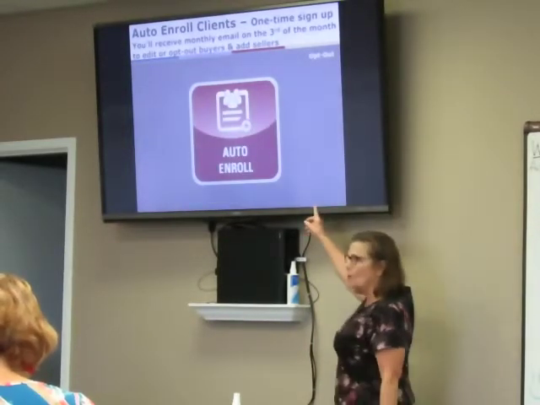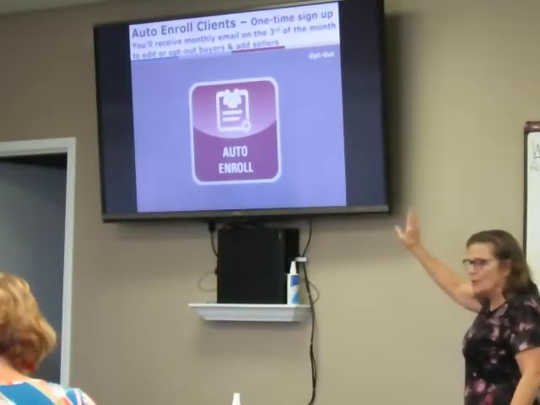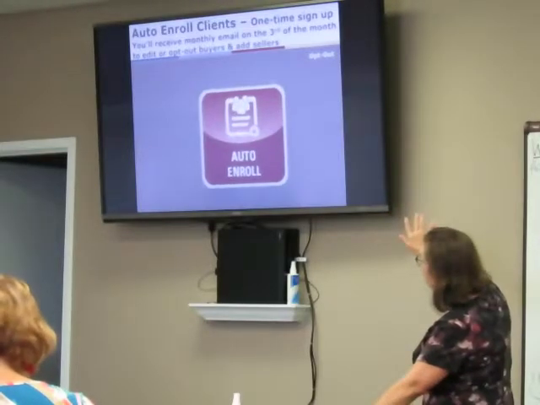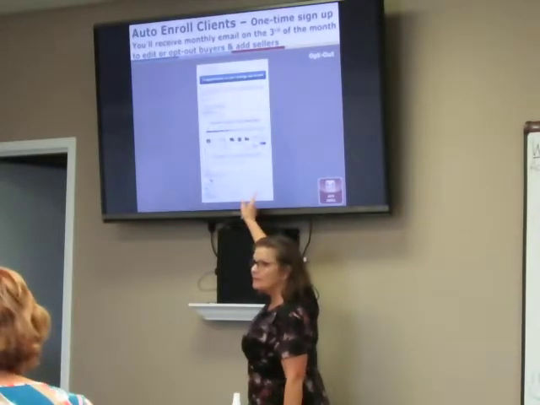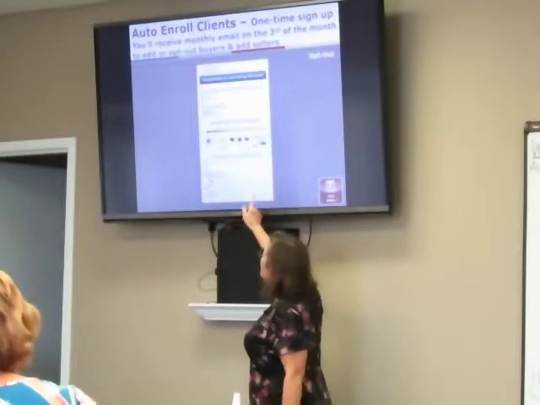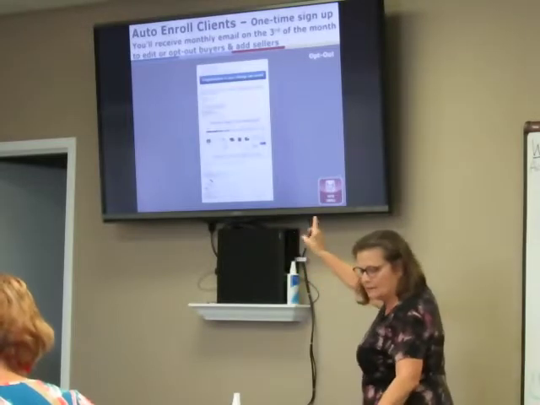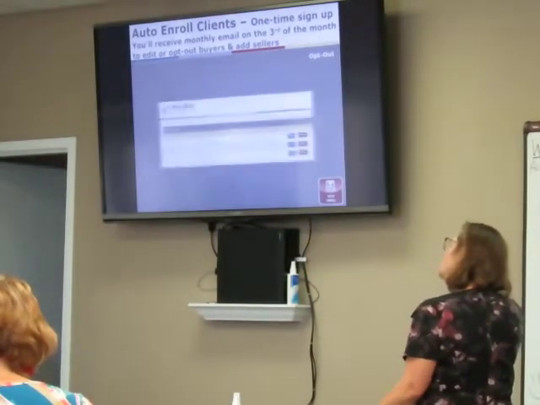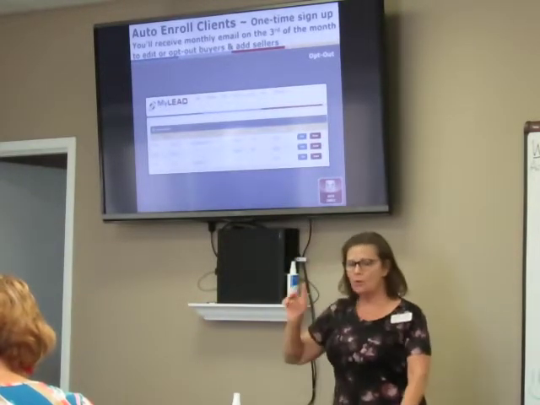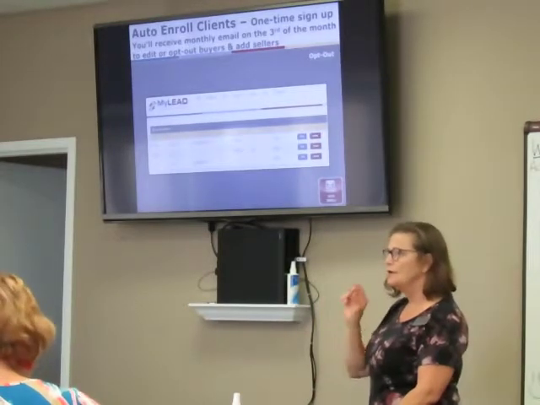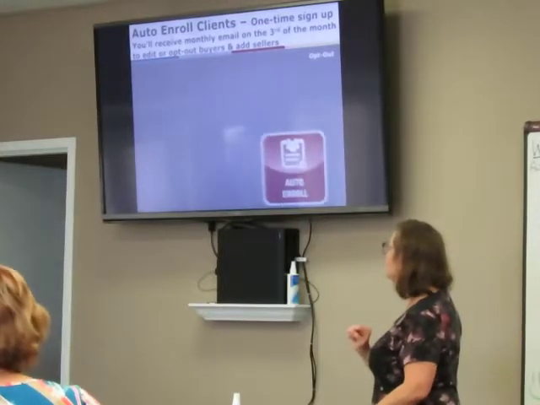So this is the auto enroll button. The reason I want to show this to you on the slides is because it talks about how you're going to receive the monthly email on the 3rd. The monthly email looks like this. It says just a few clicks, click here to begin. You click the link and it takes you into your dashboard. So on the 3rd of the month, you're going to get the email from MyLead Dashboard.